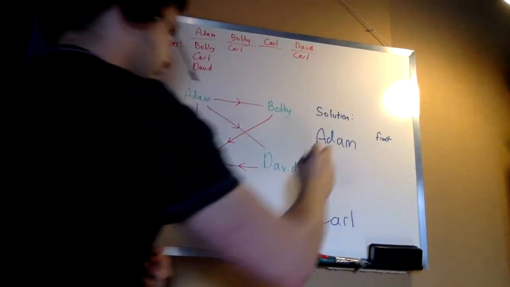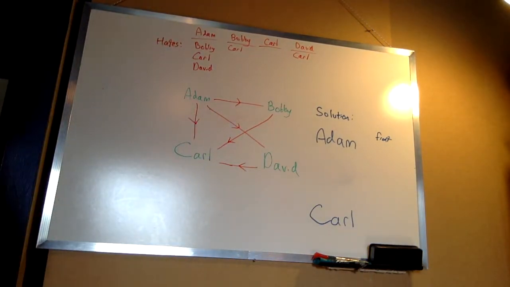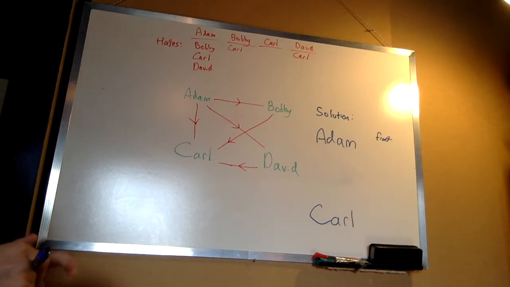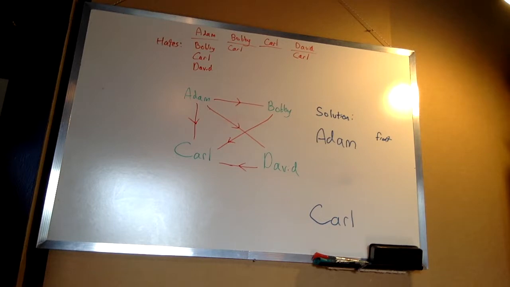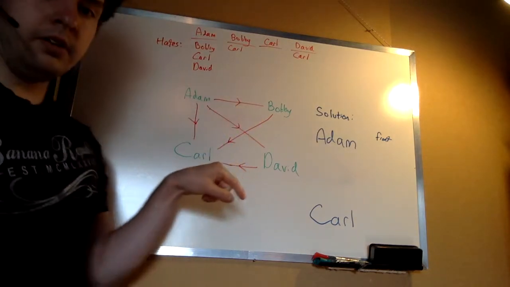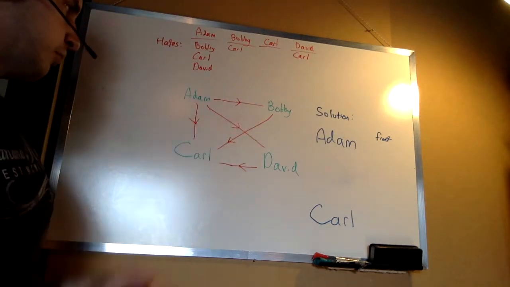And then Carl down here. Okay, and now we have two choices for Bobby and David. Well, in this case, they don't care about each other. Yeah, there's no real distinction between these. Can you see here that there's no real distinction between these?